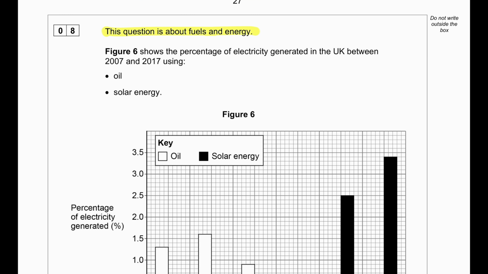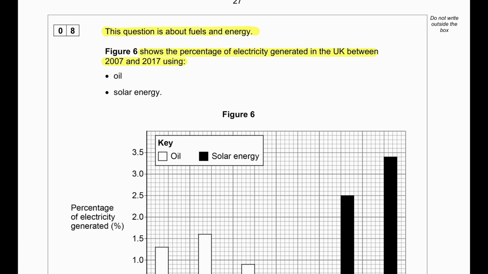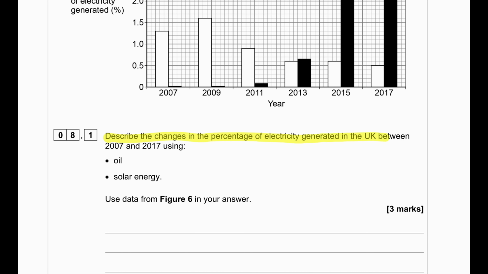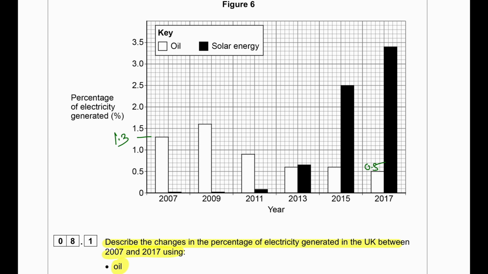This question is about fuels and energy. Figure 6 shows the percentage of electricity generated in the UK between 2007 and 2017 using oil and solar energy. Describe the changes in the percentage of electricity generated in UK between 2007 and 2017 using oil and solar energy. We can see that the use of oil slowly and gradually decreases. It goes from a level where it was 1.3 to 0.6. Finally it goes to 0.5 in 2017. And use of solar energy has increased from less than 0.1% to 3.4%.